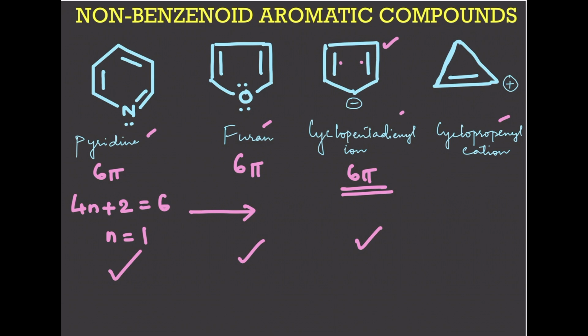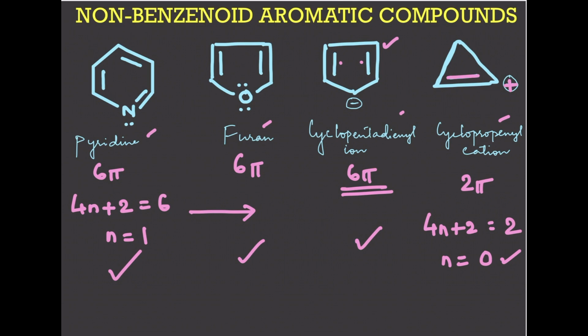Similar is the case with the cyclopropenyl cation. As you can see, the cyclopropenyl cation has a double bond and a positive charge. So the total number of pi electrons is 2. If we write 4n plus 2, this gives us 2, so the value of n comes out to be 0. Now it clearly obeys the 4n plus 2 pi electron criterion. Of course it is cyclic, so another condition is also satisfied. But is it conjugated?